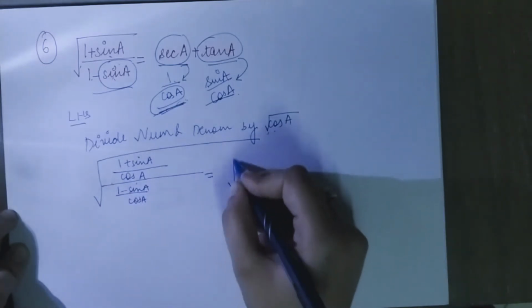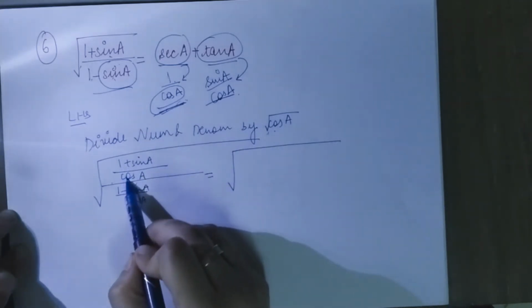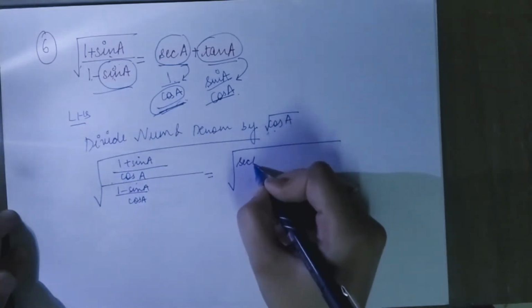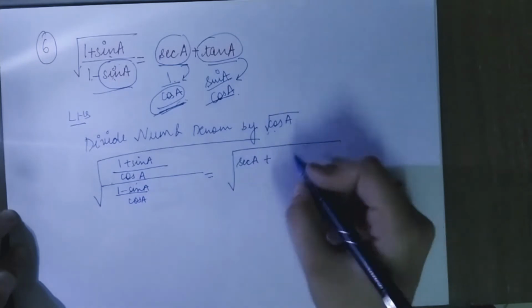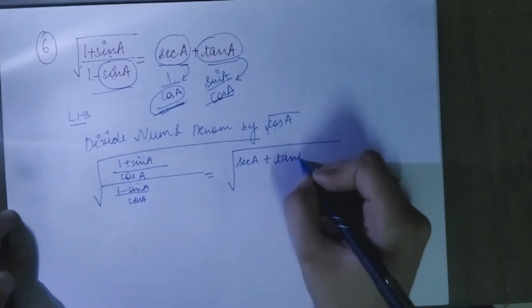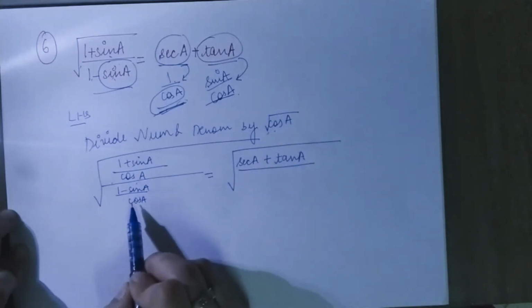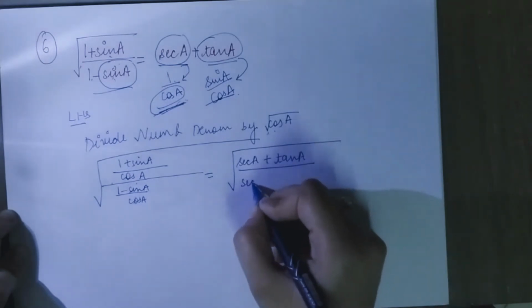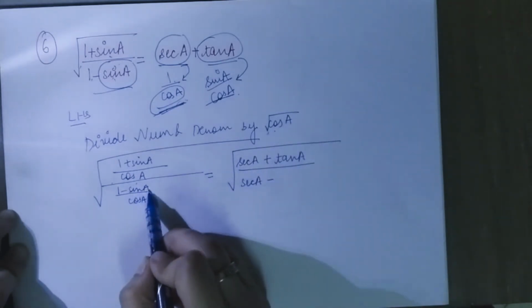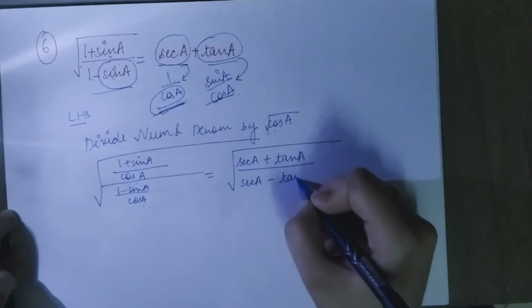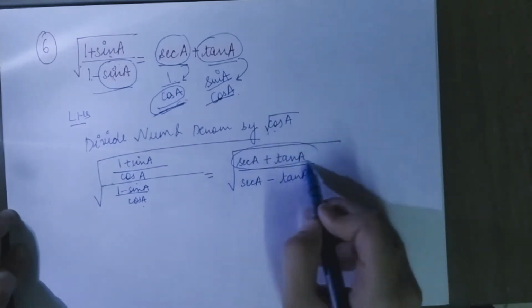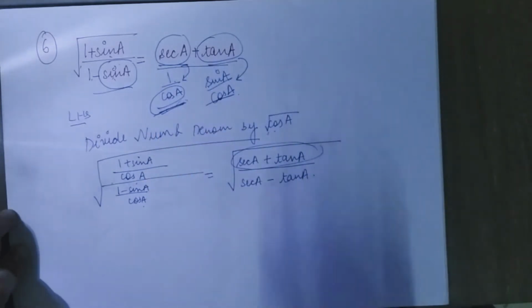This is equal to, guys, see, what is 1 by cos of A? That is secant of A, and sin A by cos of A, that is tan of A, divided by 1 by cos of A, which is again secant of A, and minus sin A by cos A, which is tan of A. See, now we got all the terms which are in the left hand side and in the right hand side.